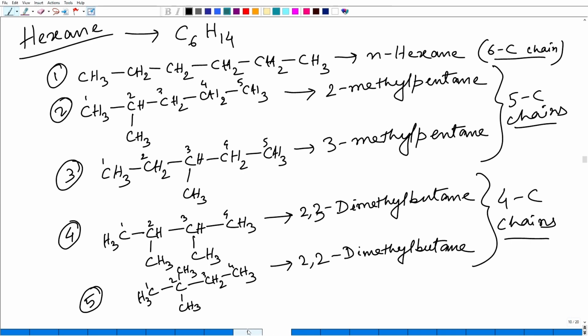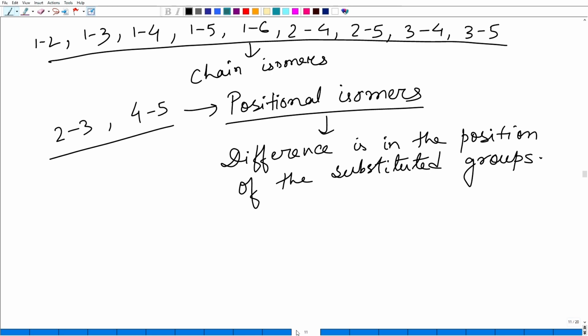Now, in writing all these isomers, we have seen that, for example, this carbon is bonded to only one carbon and 3 hydrogen. Now for example, this carbon is bonded to 2 carbons and 2 hydrogen. This one is bonded to 3 carbons and 1 hydrogen, and for this one, this carbon is bonded to 4 carbons and no hydrogen is there. So according to the bonded number of carbons, we can also divide them in primary, secondary, tertiary and quaternary.